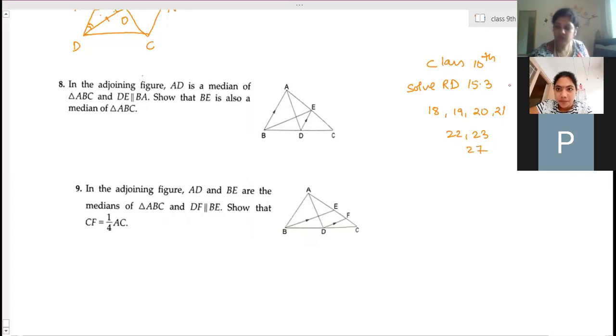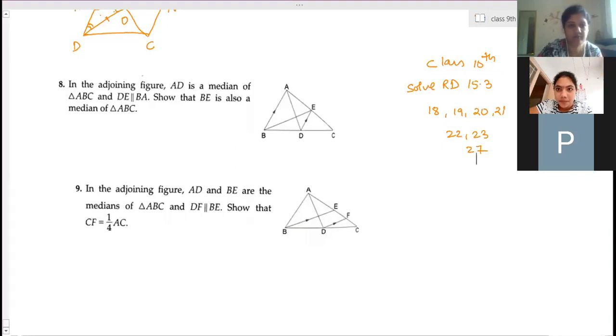Can I try? Yes. Ma'am, in triangle BEC, D is midpoint of BC and DF is parallel to BE. Therefore, F is midpoint of EC. And E is midpoint already of AC. So F is midpoint of EC. We know that E is midpoint of AC. So midpoint of half of a line is 1/4 of the whole line.